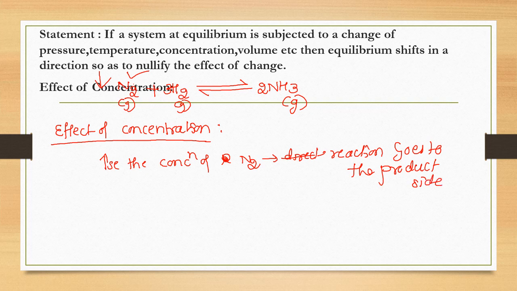This is one case: what happens if you increase the concentration of the reactants. Suppose you are decreasing the concentration of the reactants, these two reactants. Okay, this is product. Now you are decreasing the concentration of the reactants. The system gets disturbed again, right?